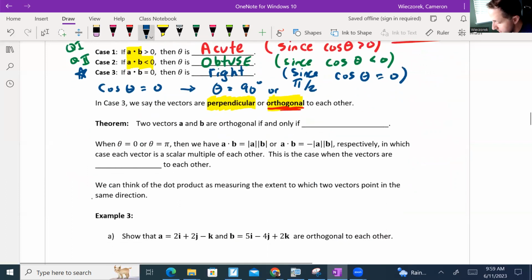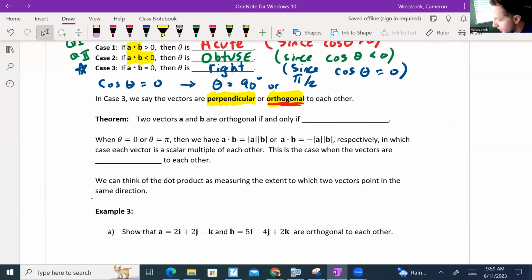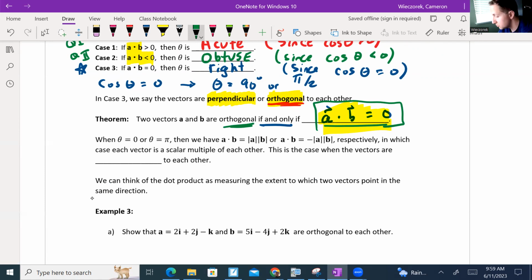We have a theorem that says two vectors, A and B, are orthogonal if and only if. It's a biconditional statement. They are orthogonal if and only if their dot product is equal to 0. So what that means is that both directions of the conditional have to be true. If you know the vectors are orthogonal, then you know their dot product has to be 0, and the converse also has to be true. If you know two vectors have a dot product of 0, then those vectors must be orthogonal to each other.